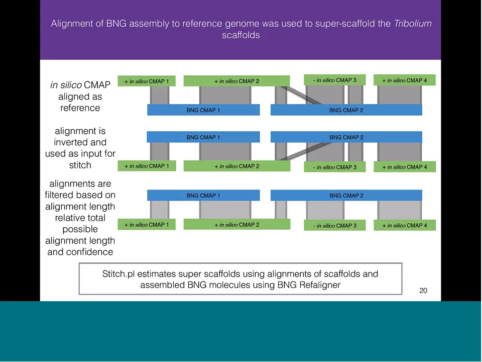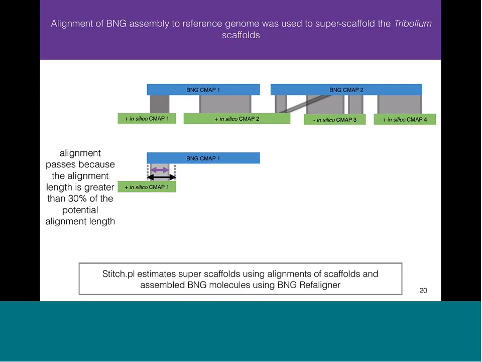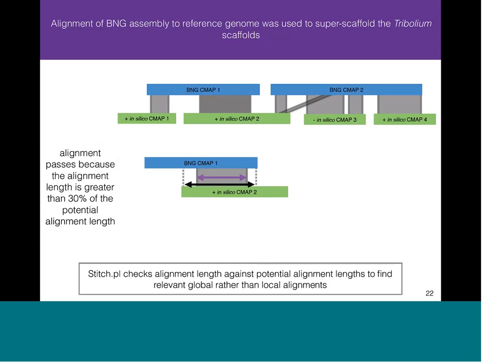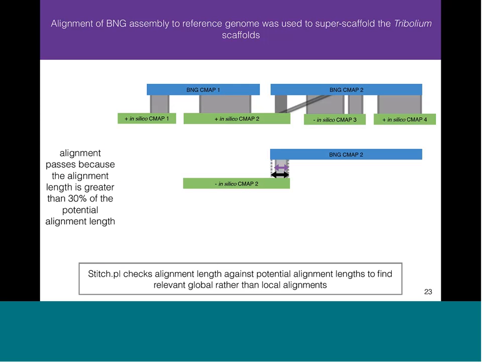And I'm going to show you a quick example of how that would work for this case. So the first alignment, I calculate the potential total alignment length, that's the black arrow. And then I calculate the actual alignment length with the purple arrow. The purple arrow represents more than 30% of the total potential alignment length. So that alignment would pass and be considered more global than local. The second alignment would again pass. The third alignment would pass because it's a shorter overall alignment, but it still looks more global. It's greater than 30% of its potential length.